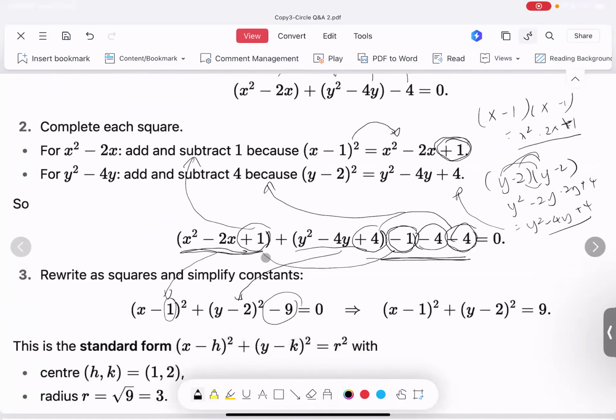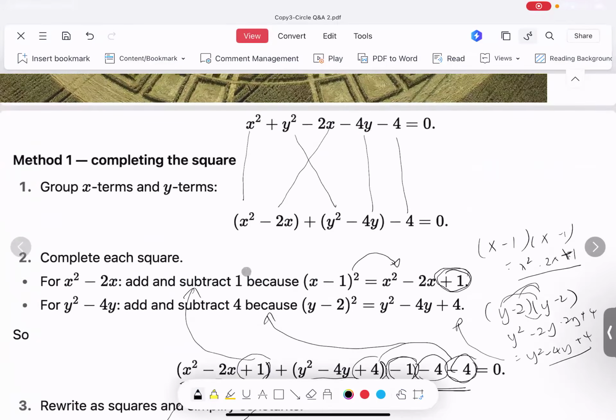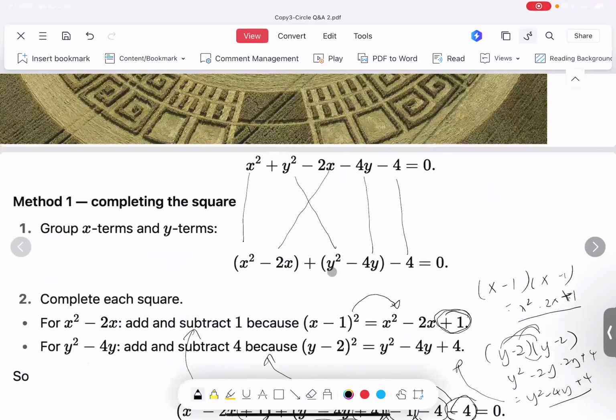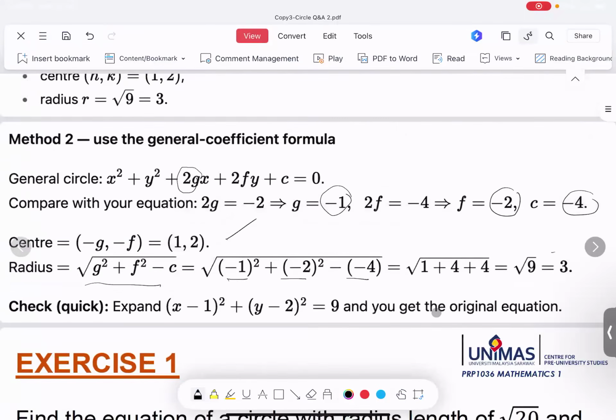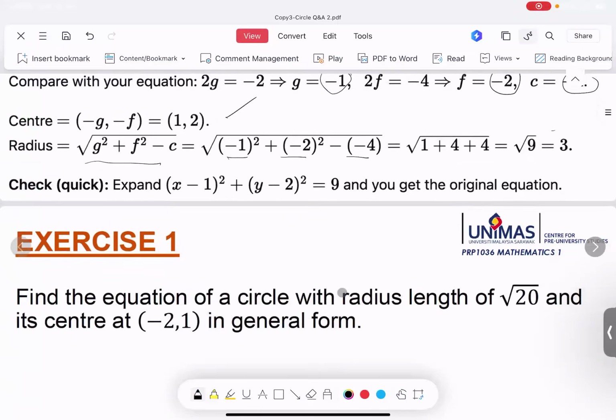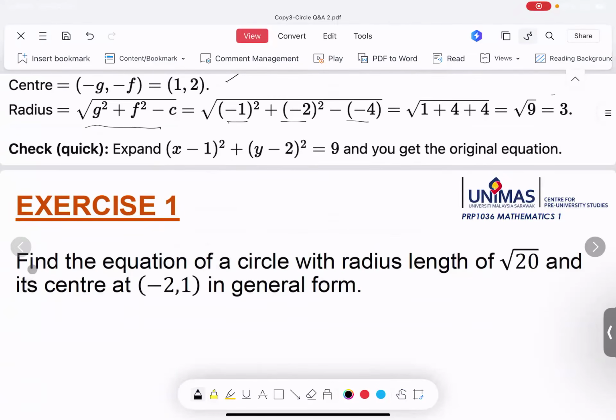So this is a revision for converting this one into this format, completing this from general form into standard form. Okay, now we go to this question as exercise number 1.